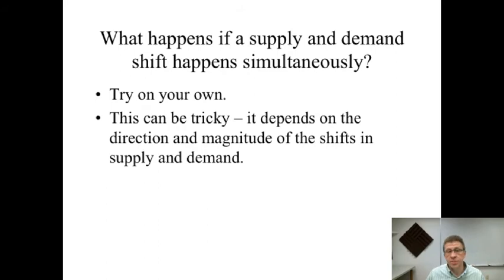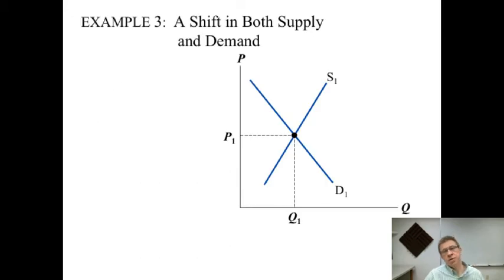So what happens if a supply and demand shift happens simultaneously? On your own, why don't you try to graph both of the effects that we just saw with the hybrid cars before we go through these together. So we will have the price of gas going up, which increases the demand, and the cost dropping, which increases the supply. So what I'd like you to try to figure out is what happens to the equilibrium price and the equilibrium quantity when demand increases and supply increases simultaneously. So a shift in both demand and supply.